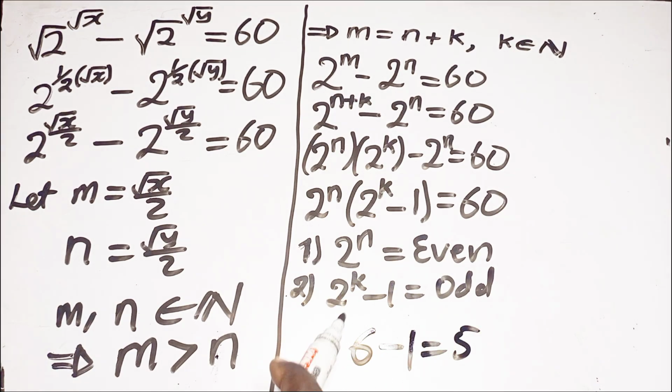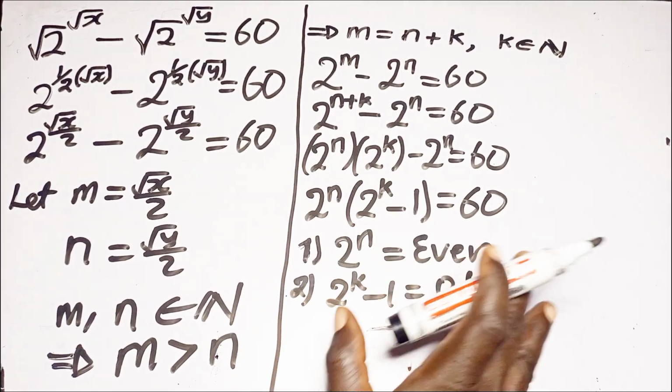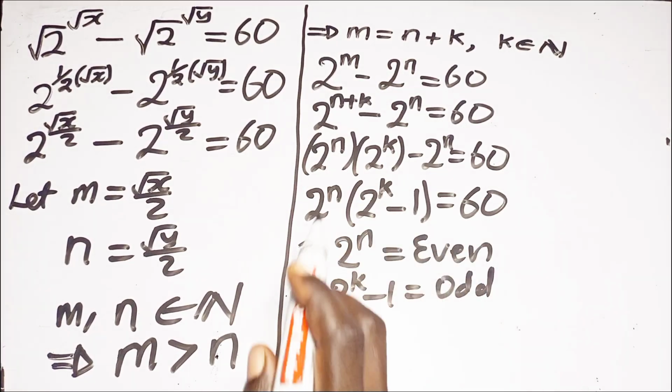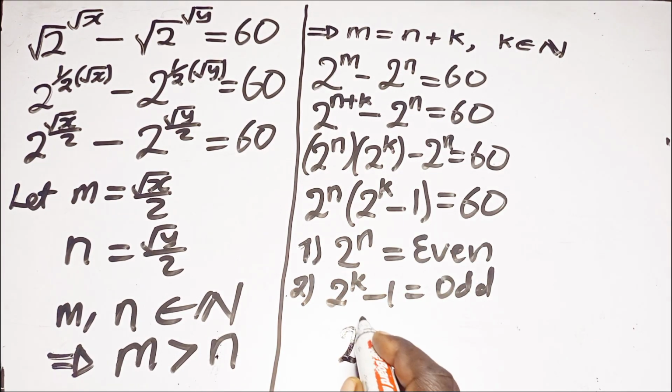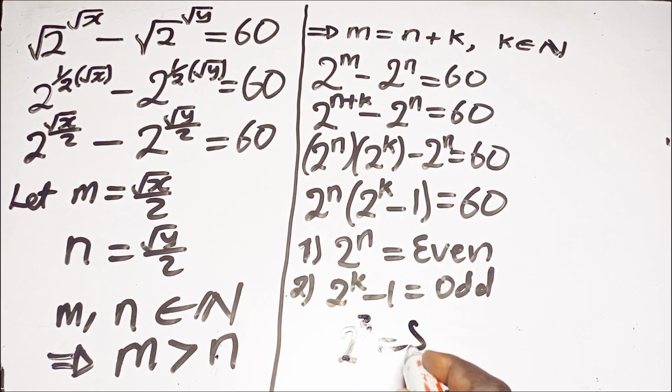Or let us take powers of 2. The number 8, which is the same as 2 to the power 3. 8 is even. But 8 minus 1 is 7, which is odd.